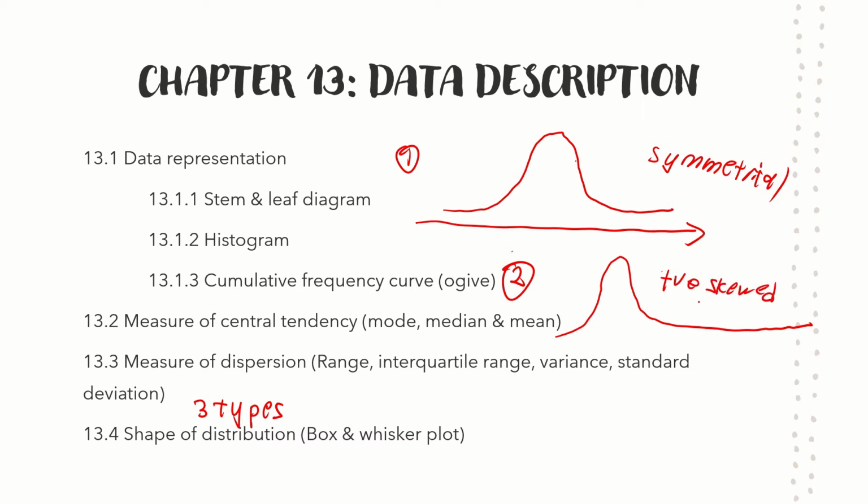It looks like that. Why do we call it positively skewed? Because it's skewed to the right. If you see the right hand side, the tail on the right hand side is very long.